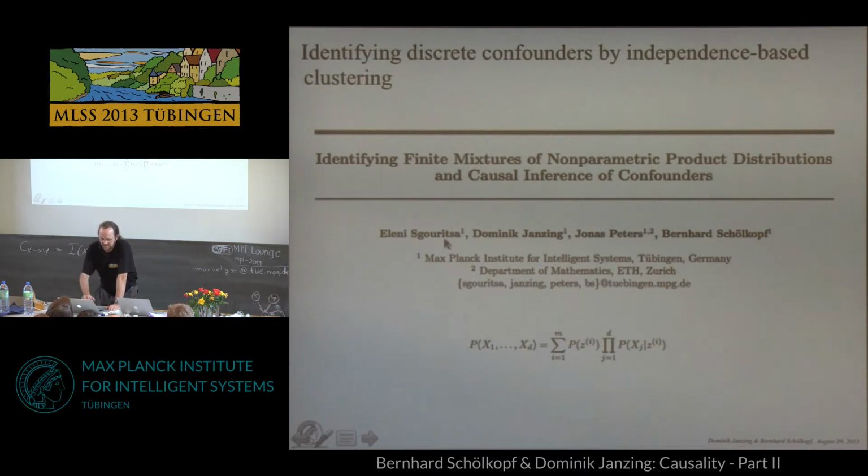Okay, and in this context, I also should say that Eleni Skorica, some of you might know her, she's here, a PhD student, has done some very interesting work on identifying discrete confounders, and it's a little bit related to this last method. In this case, it's not dimensionality reduction, but a kind of independence-based clustering method. And she presented this at UAI this year, and I think she had a poster about this. Or if you haven't seen the poster, just talk to her. That's just last month.